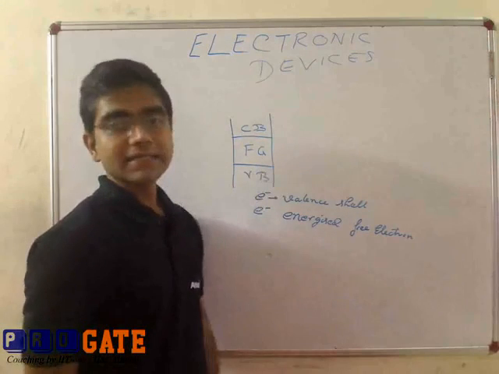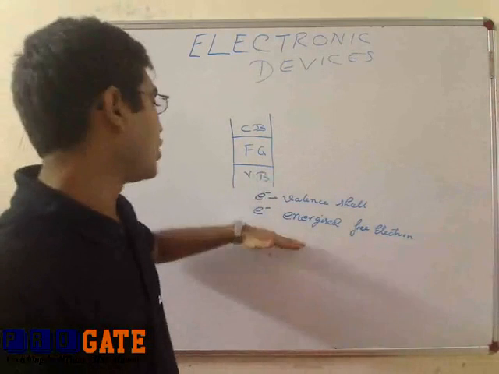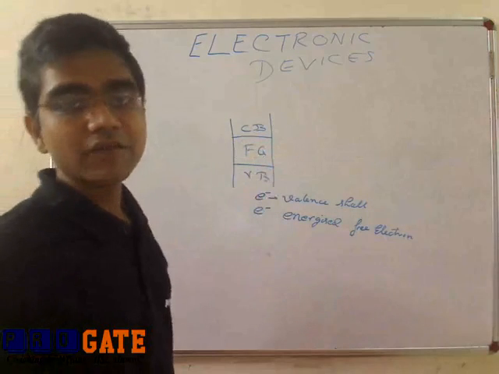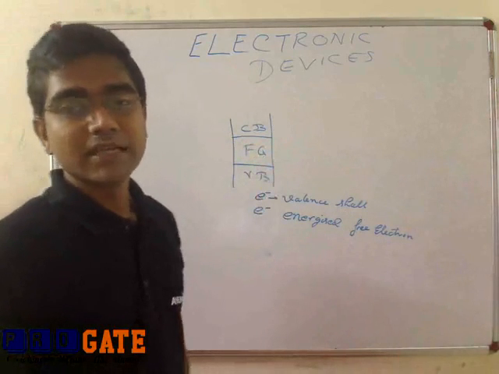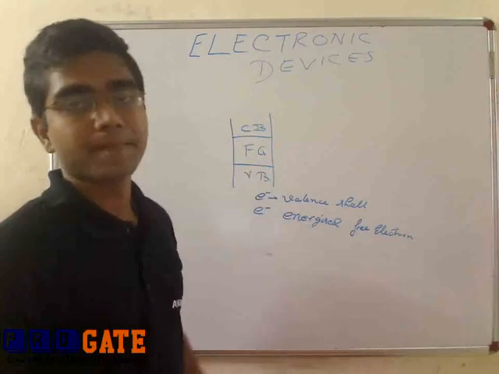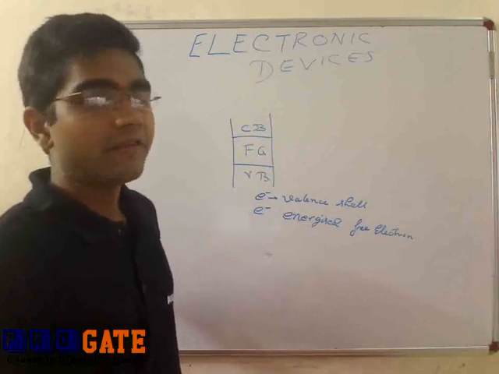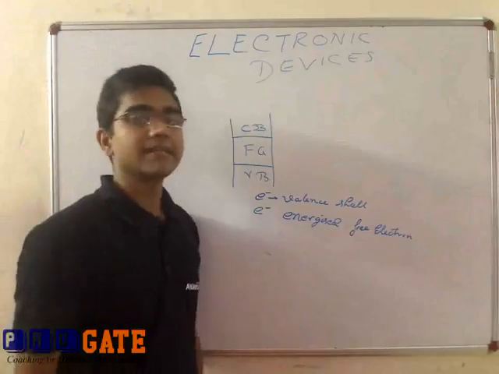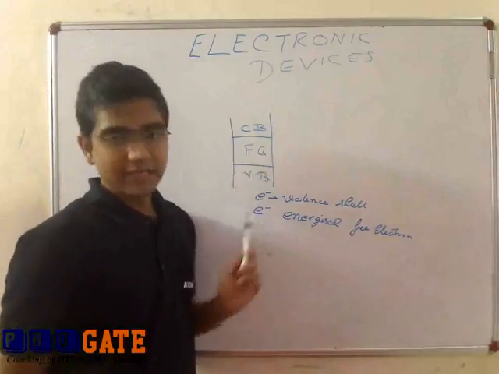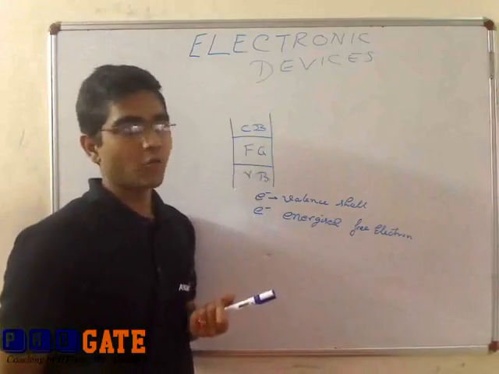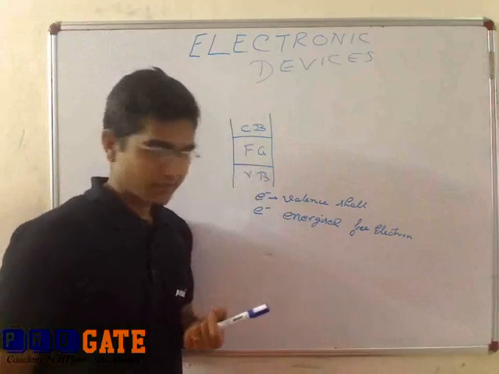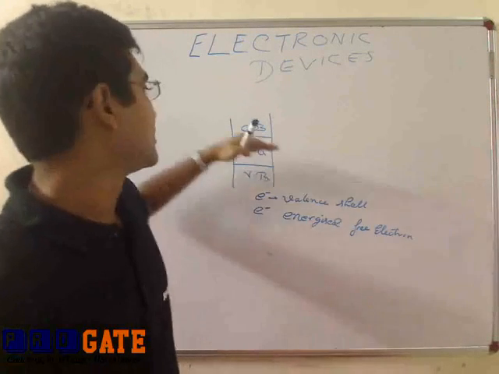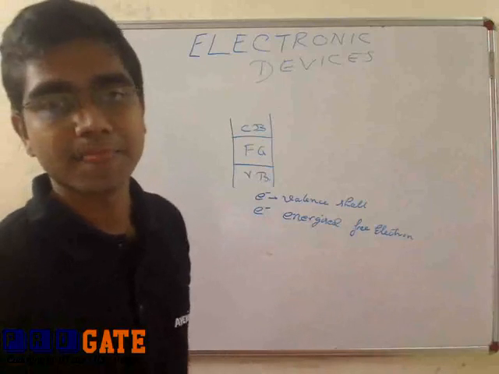Now, there are some energy requirements. All electrons lie in something called the valence shell, and the energy of the valence shell is known as the valence band energy. When the electron becomes free and starts conducting electricity, the electron has a particular quantity of energy. This quantity of energy is called the conduction band energy.